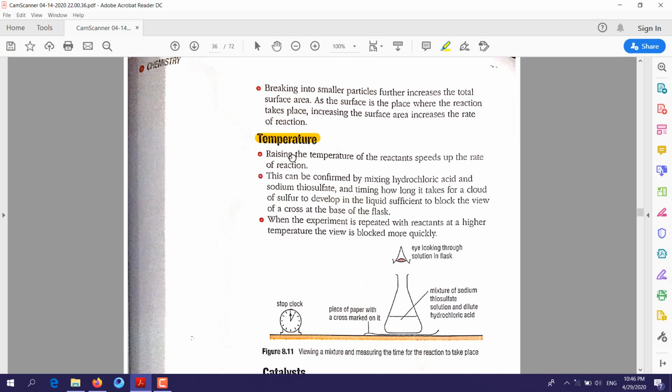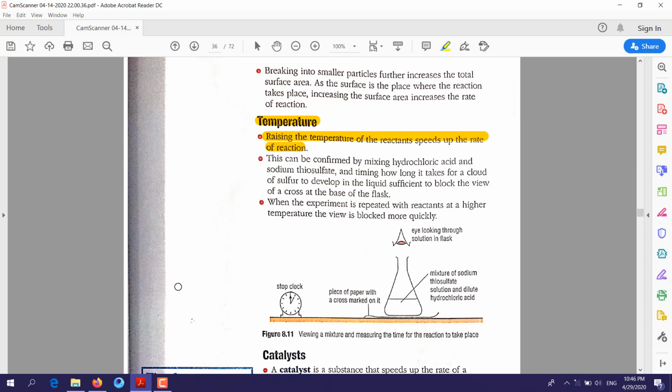Temperature. We will also see how temperature affects the rate of a chemical reaction. Raising the temperature of the reactants speeds up the rate of reaction. How is that? When you increase the temperature, you are increasing the energy of the particles. When the particles get more energy, they start moving faster. When they move faster, the number of collisions increases, and that means the rate of reaction also increases.